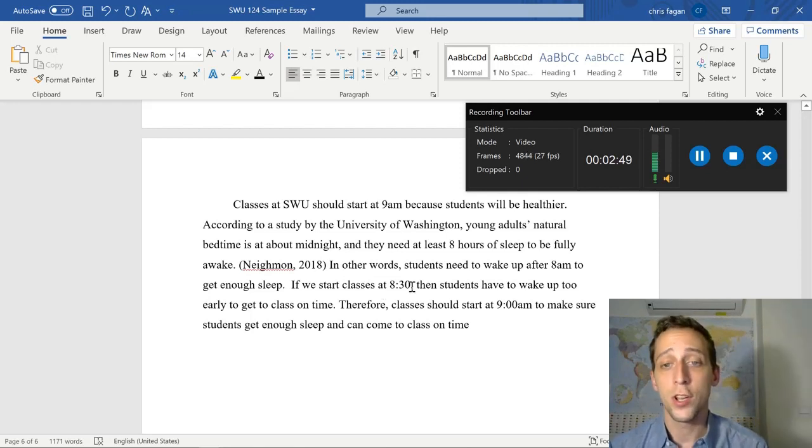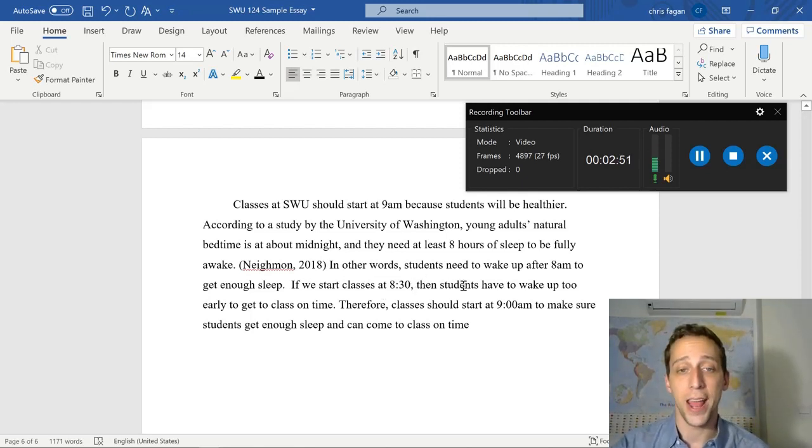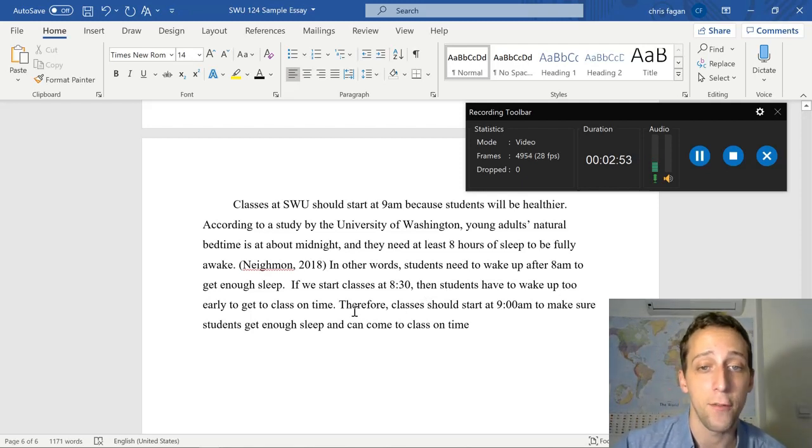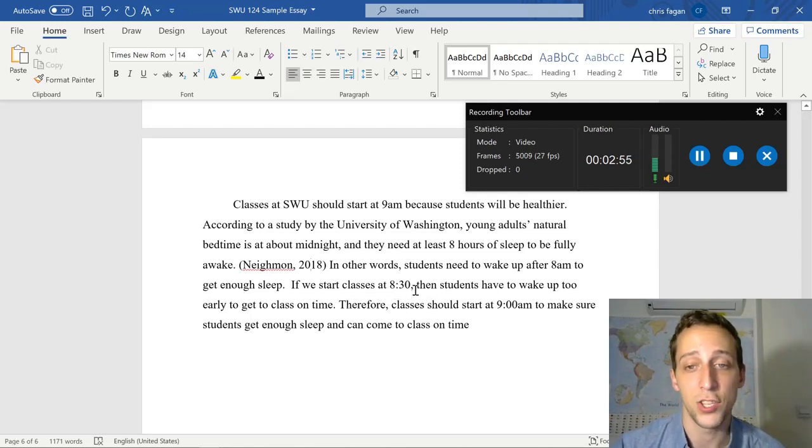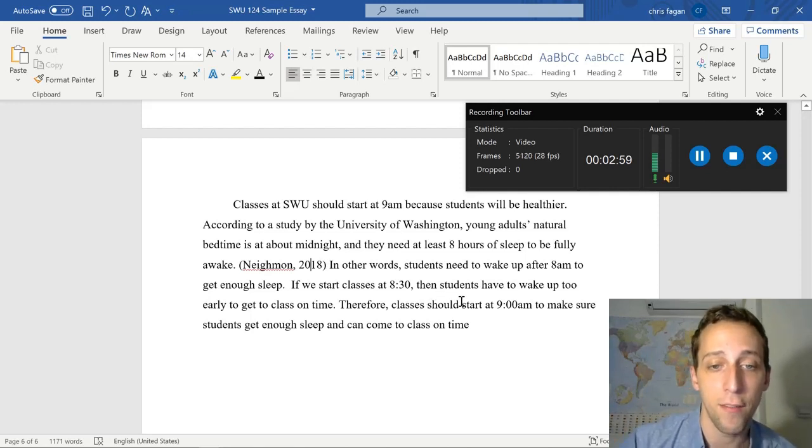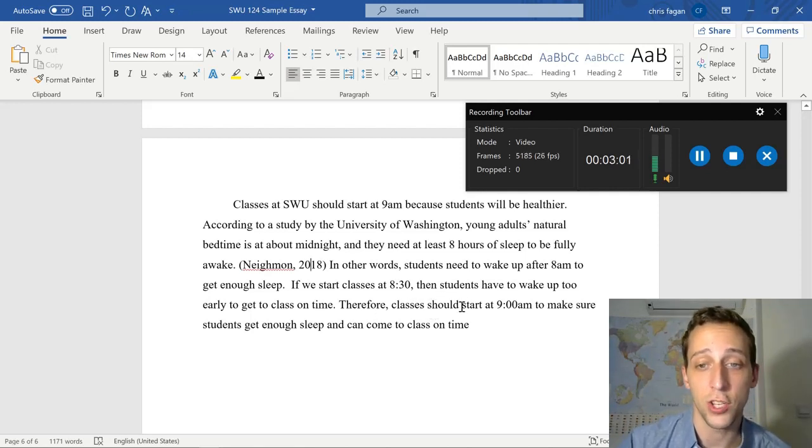In other words, students need to wake up after 8 a.m. to get enough sleep. If we can start classes at 8, then students will have to wake up too early to get to class on time. Therefore, classes should start at 9 a.m. to make sure students get enough sleep and come to class on time.